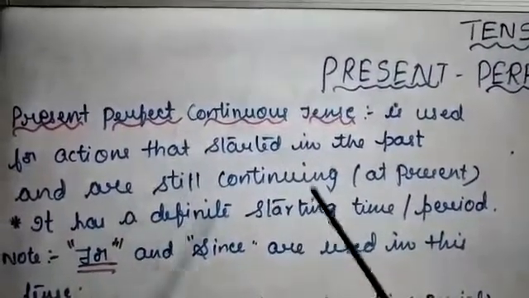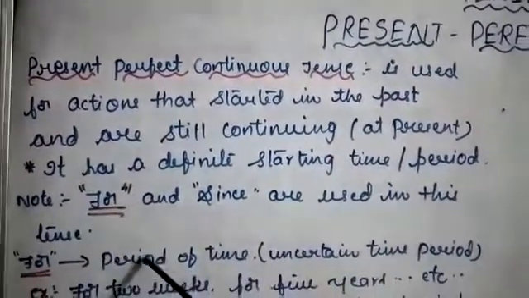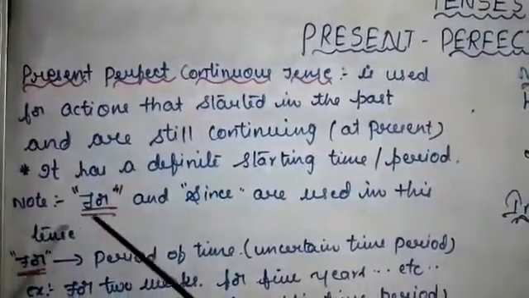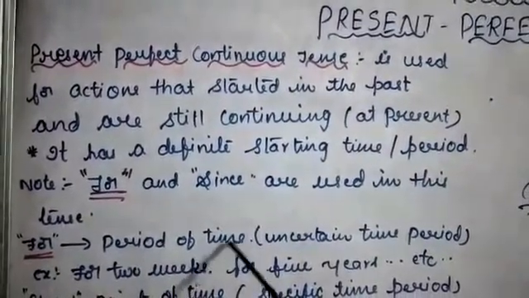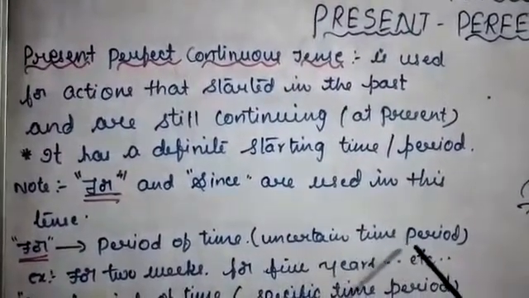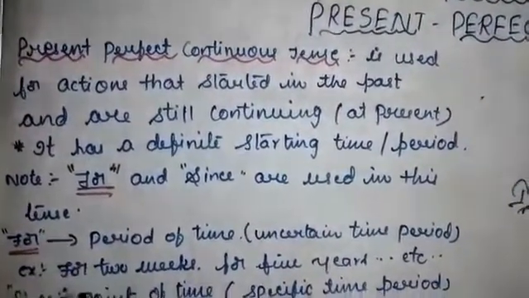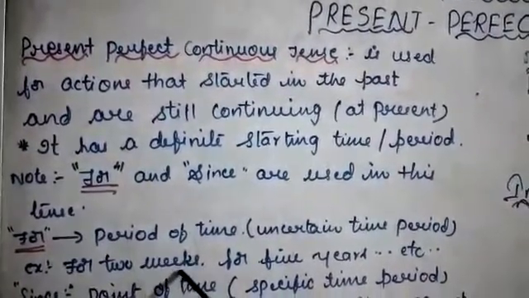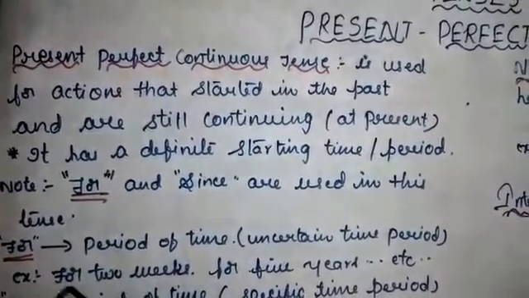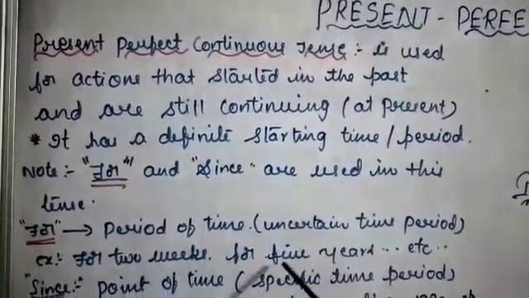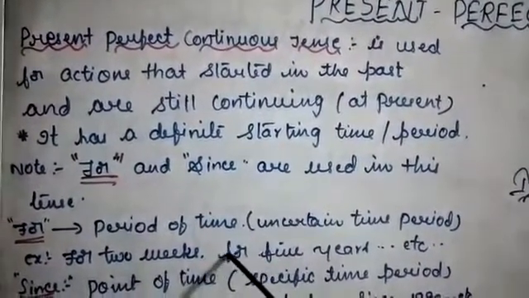So for denoting the starting time or period, we use for or since in this tense. For is used with a period of time. Period of time means an uncertain time period, a duration. With duration we have to use for. For example, for 2 weeks. Is there any specific time period? No, it's a duration, so we use for. For 5 years also doesn't have any specific time period, so for is used.